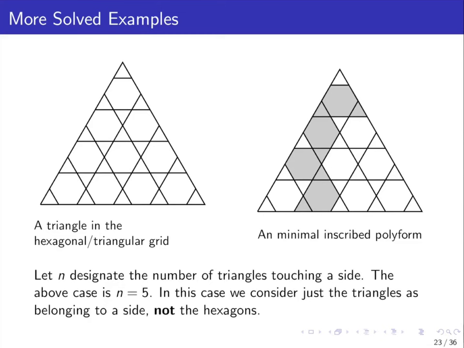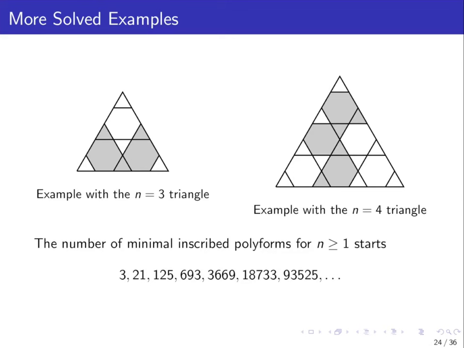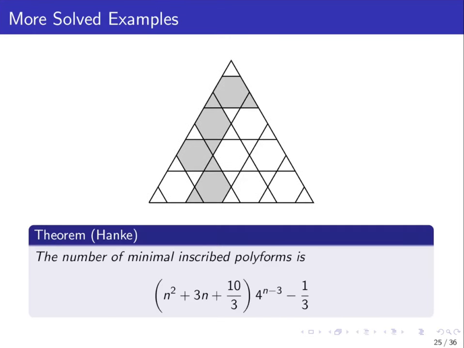In the same vein, I show both the grid and a minimal inscribed polyform, but I'd like to point out that in this grid, we consider just the triangles as touching a side, not the hexagons. You can see some more examples here in the n equals 3 triangle and n equals 4 triangle. And again, the sequence starting at n equals 1 goes 3, 21, 125, 693, and so on. And in general, I showed that the number of minimal inscribed polyforms in this grid is this expression.